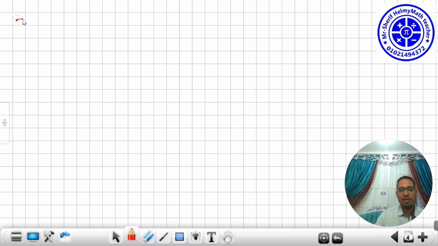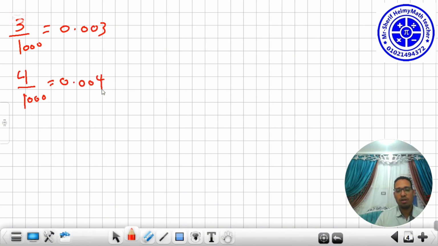By the way, if the denominator is 1000 like this, 3 over 1000, the decimal form will be 0.003. 4 over 1000 will be 0.004. The decimal point is after 3 digits, because here we have 3 zeros, 1, 2, 3, and the decimal point. If we have 16 over 1000, it will be 0.016, the decimal point after 3 digits.